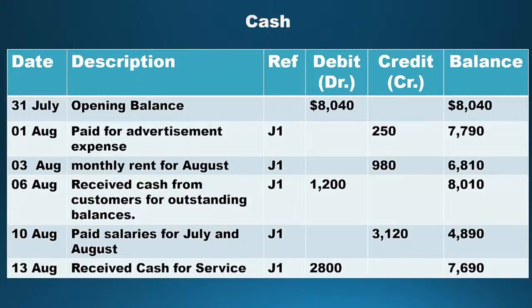Posting to the ledgers. Cash ledger. 1. Date. Write the date, August 13. 2. Narrative. Add the narrative. Received cash for services performed during August. 3. Reference. Include the journal reference, J1. 4. Amount. Enter $2,800 in the debit column. We debit cash because the company is receiving money, and increases to cash are recorded on the debit side.